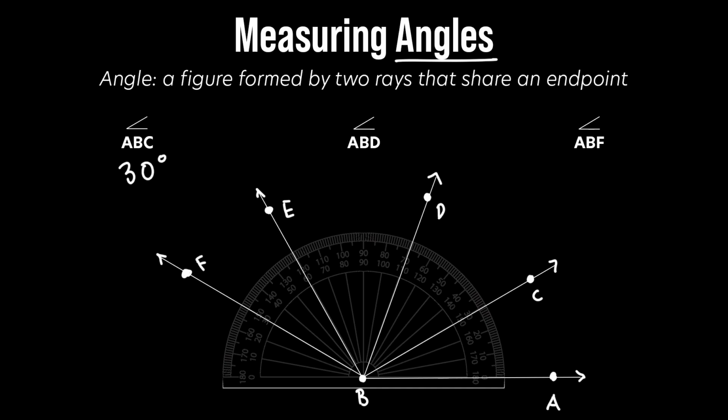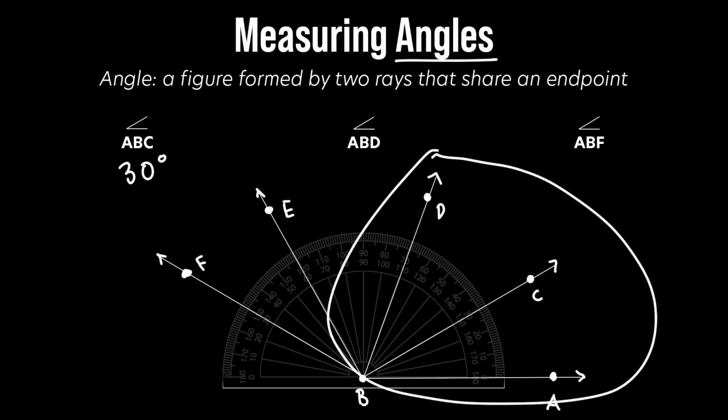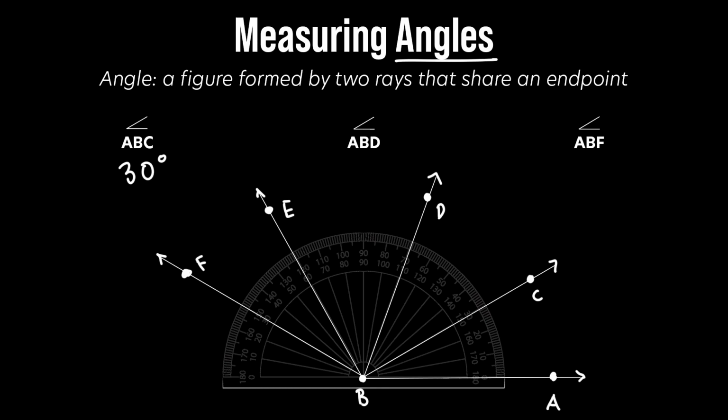Let's try ABD. Again, start at A, B, D. So our angle is going to be here. We disregard the C because the angle only consists of two rays. We have the ray BA at 0, and so what is D at? D is at 70 here. So the degrees of this angle is going to be 70.